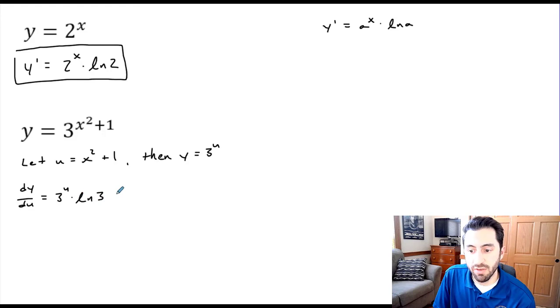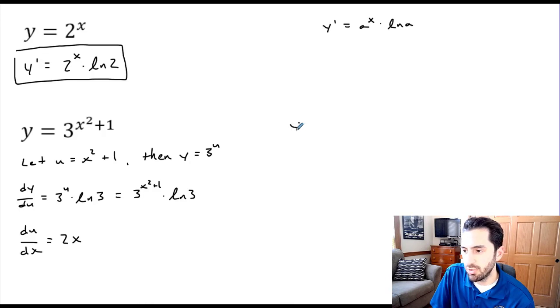And then, just like we have done in the past, let's resubstitute so we can get x's in there instead of the u's. So the derivative of the outside, we end up with 3 to the x squared plus 1 power times the natural log of 3. And then we need the derivative of the inside. So this is the derivative of our exponent, du over dx. And following the power rule, we just end up with 2x.